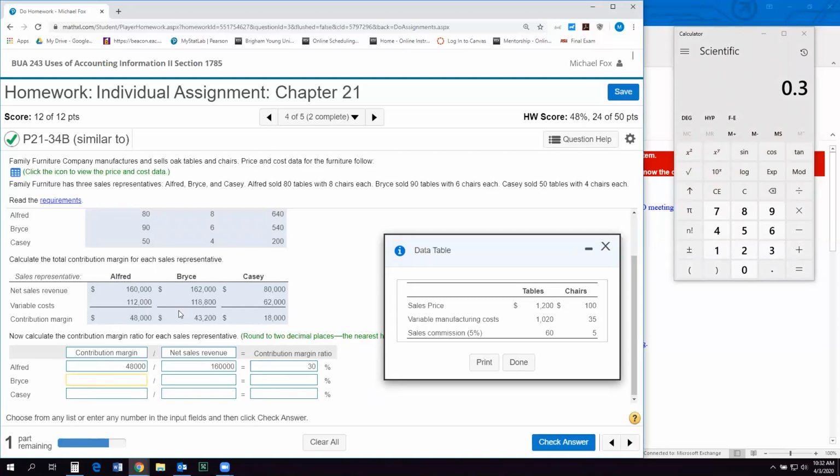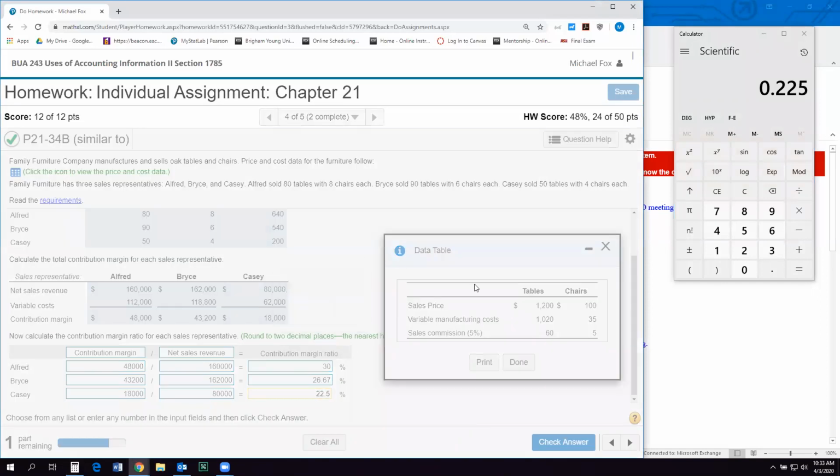For Bryce, our contribution margin was 43,200, and our net sales revenue was 162,000. That is 26.67%. And then for Casey, it is 18,000 divided by 80,000, which is 22.5%.